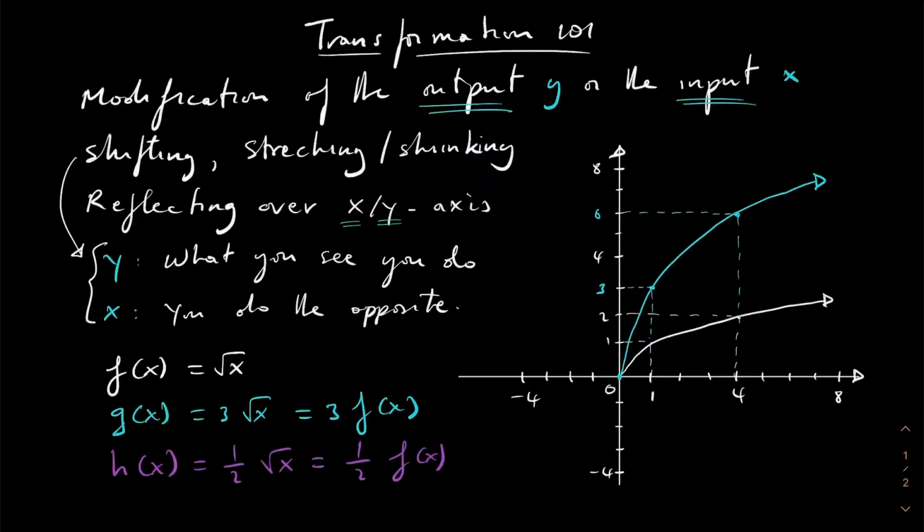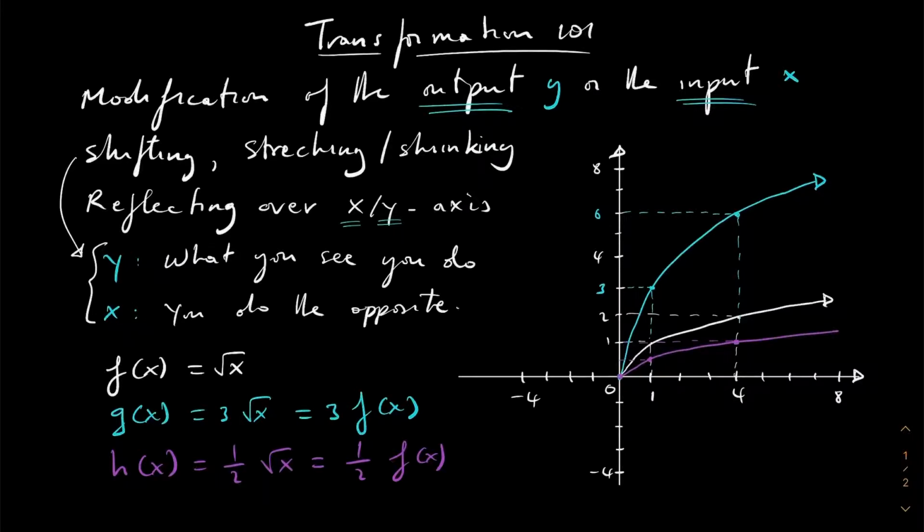So now I'm going to have the point of coordinate (0, 0) still at (0, 0) because division of 0 is still 0. And the point (1, 1) is going to be at (1, 1/2). And the point (4, 2) is going to be at (4, 1). And so with that, I can connect them together and get the graph for h of x.